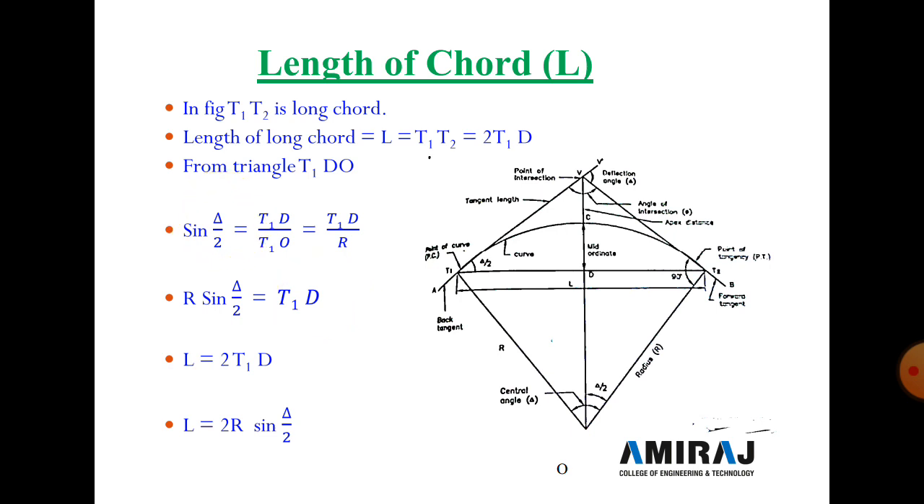The length of the chord, we already know, is 2 times T1D. T1D we already found: T1D is equal to R sine delta by 2. So the length of the chord is equal to 2R sine delta by 2.